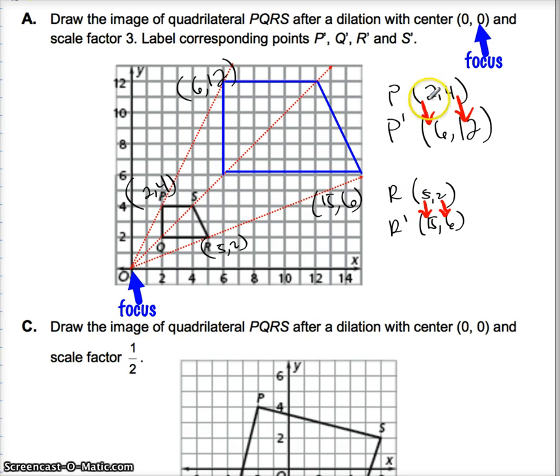Okay, well, 2 to 6 looks like plus 4, but that doesn't work here. So 2 to 6 is times 3. 4 to 12 is also times 3. 5 to 15 is times 3. Okay, so our rule is times 3.